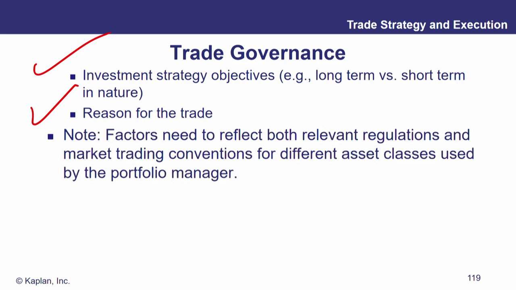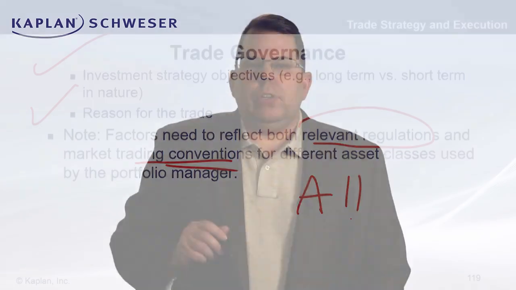Okay, these factors need to reflect the relevant regulations and market trading conventions for not just one asset class used by the portfolio manager, but for all different asset classes used by the portfolio manager. So again, factors that determine the optimal execution approach, there are a lot of things here. What I would do for the exam, I'd feel comfortable maybe grabbing 2 or 3 of these things and be able to offer a little explanation about why they belong in an optimal execution approach.